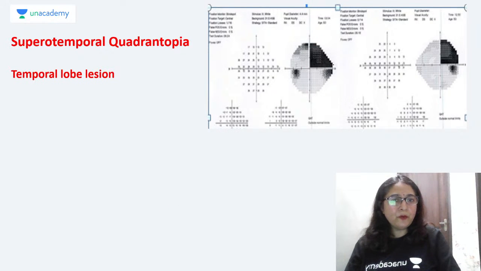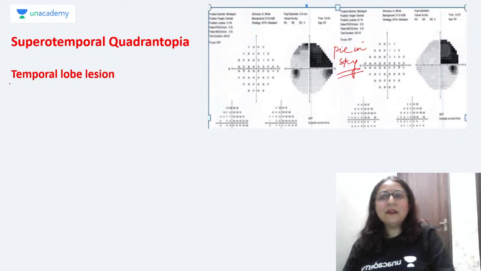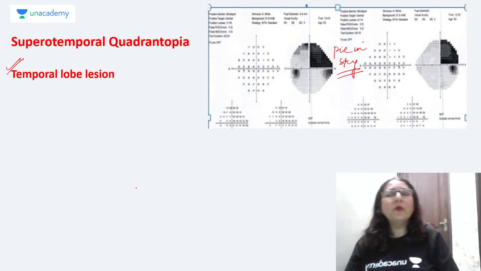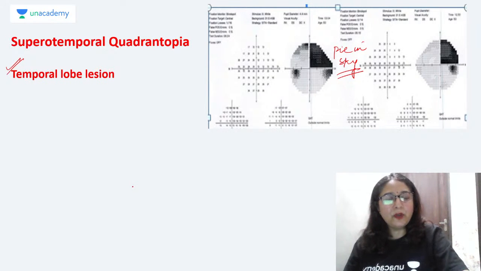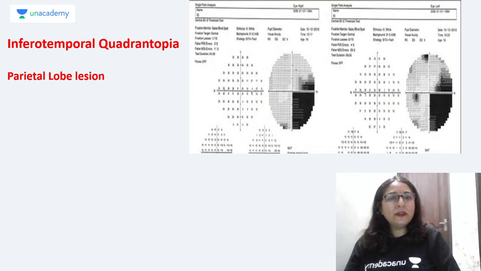Superotemporal quadrantanopia, pie in the sky appearance. As we just learned, revising once more, this is seen in temporal lobe lesions, the optic radiations which are passing through the temporal lobe. Infratemporal quadrantanopia, the pie on the floor.